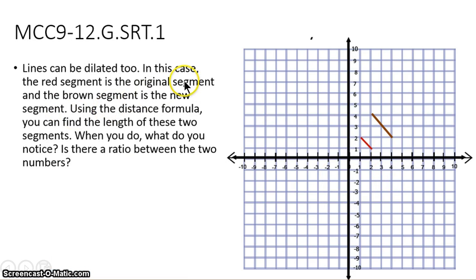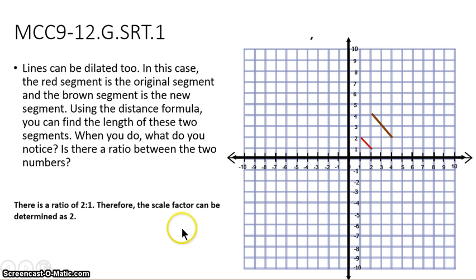Lines can be dilated too. In this case, the red segment is the original segment, and the brown segment is the new segment. Using the distance formula, you can find the length of these two segments. When you do, what do you notice? Is there a ratio between the two numbers? Pause this video, and using the distance formula, find the length of these two segments. Yes, in fact, there is a ratio of 2 to 1. Therefore, the scale factor can be determined as 2.